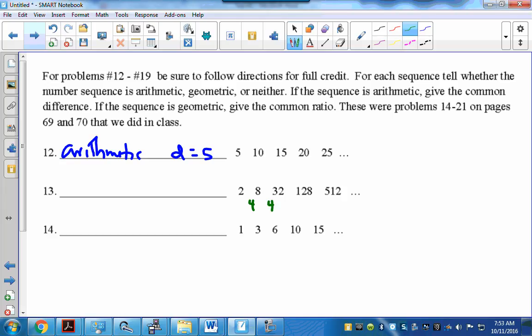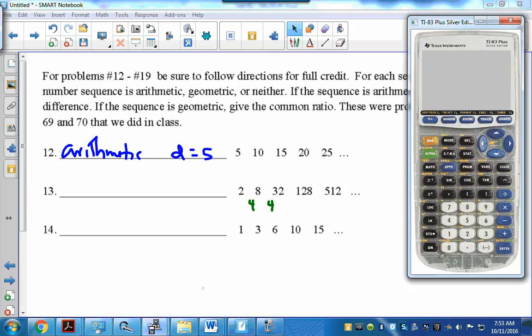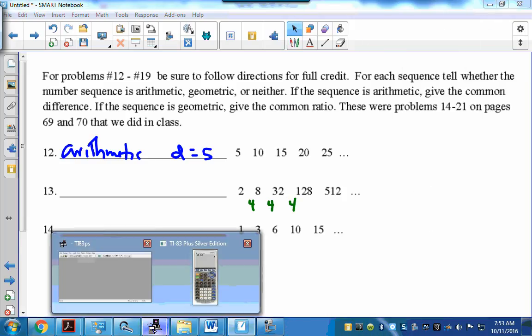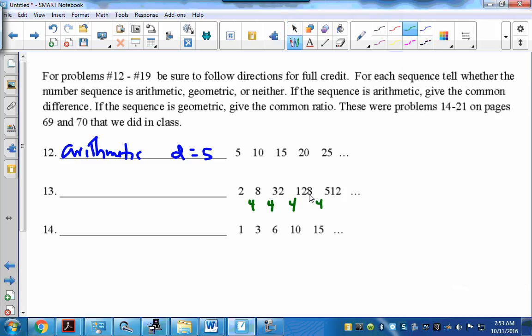Now, as we get into larger and larger numbers, you can use your calculator. I don't have any problem with that. These are not terribly hard arithmetic problems, but the calculator makes it easier. 128 divided by 32, yeah, that's 4. And 512 divided by 128 is, again, 4. Okay, so sure enough, this is geometric.